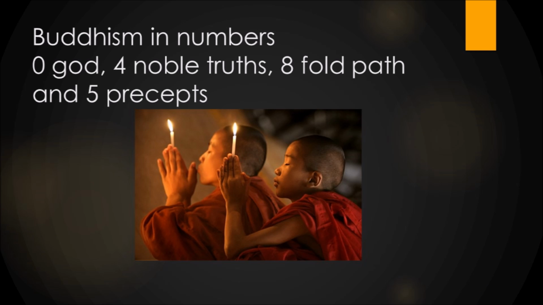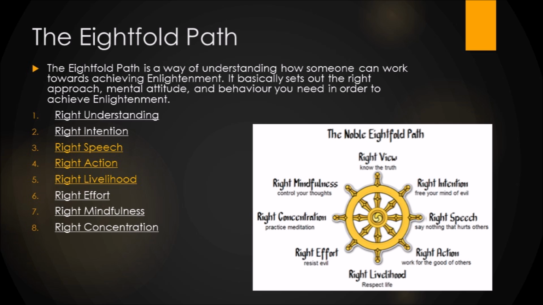Buddhism in numbers. There's no God, 4 noble truths, an 8-fold path and 5 precepts. Here is the 8-fold path. 8 aspects of living a good life. The most important ones that you need to know are right speech, right action and right livelihood.